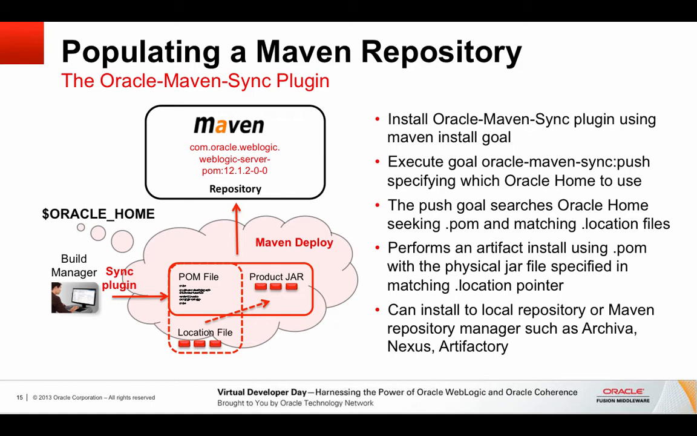It does this by searching through an Oracle home and looking for POM files. So for every artifact or for every library that we want to push up into a repository, which we've identified as being an API, a client library, or some other jar file required from some of our plugins to support their operations, we've created an associated POM file. So the Oracle-Maven-Sync plugin looks for these POM files, locates the associated jar file, so the library from within the Oracle home, and it takes these two things together and pushes them or installs them into the Maven repository, therefore publishing it as an artifact that can then be used.